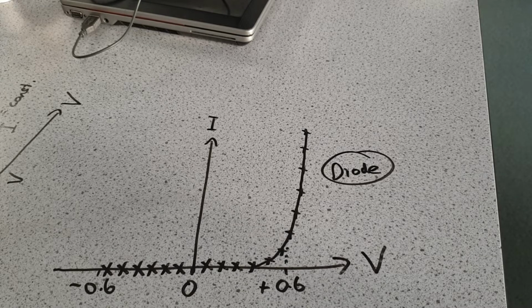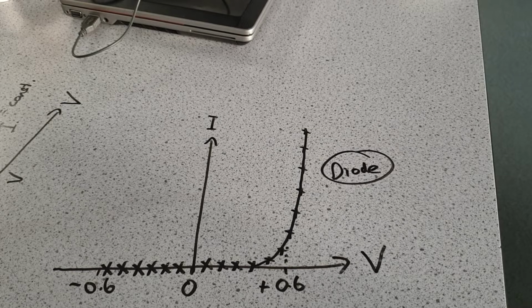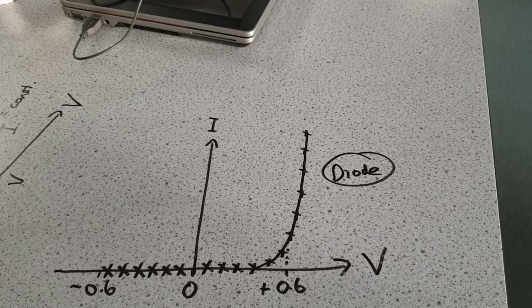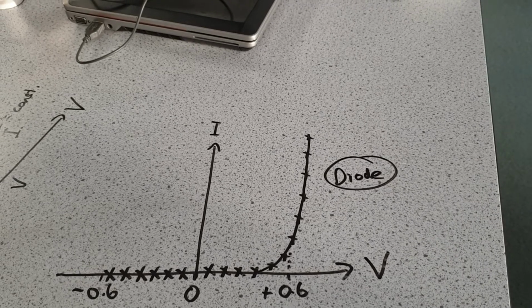Another use of a diode is to change alternating current into direct current. Alternating current goes backwards and forwards. Direct current only flows in one direction. And a diode, or more likely a combination of diodes, can change an alternating current into a direct current.